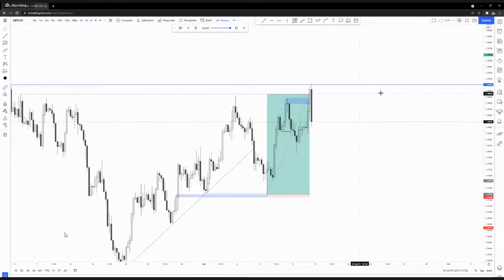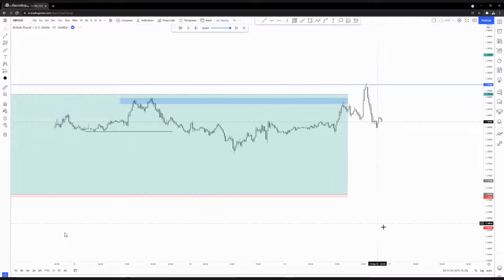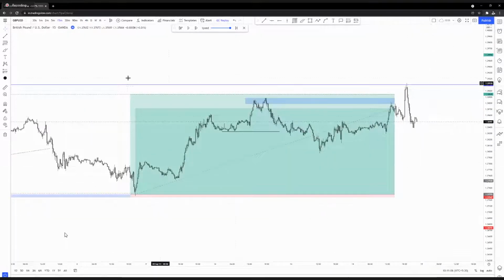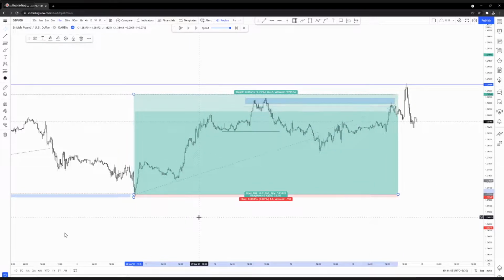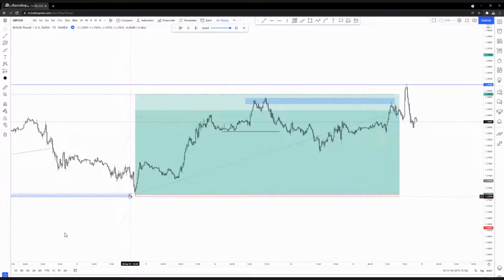Look at that. Once you enter with liquidity, this is the reaction you get. 60 pips instantly. This is the reaction you get every single time you enter with the liquidity. Look how hard it's falling. It will fall back down like crazy. So it dropped back down.